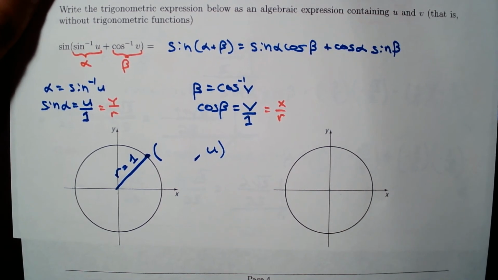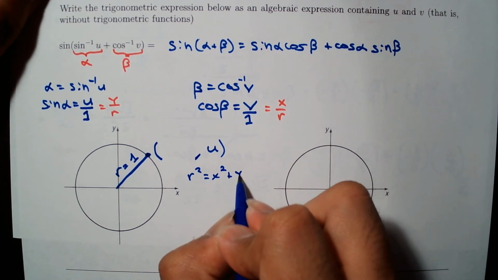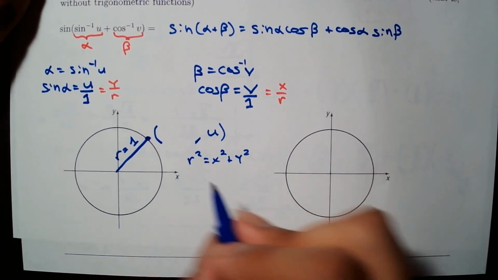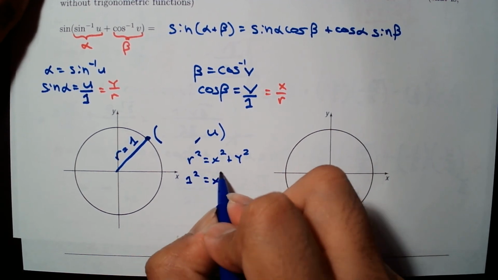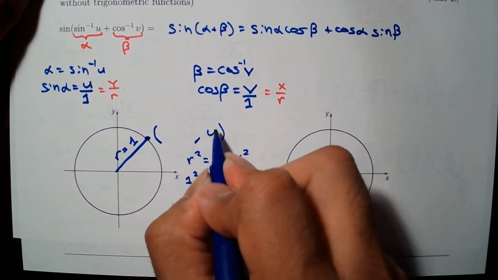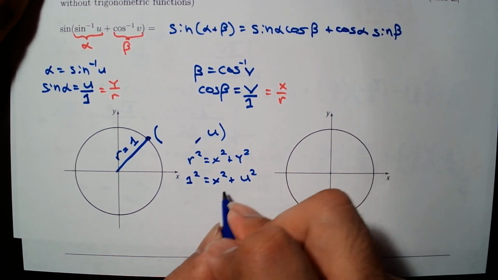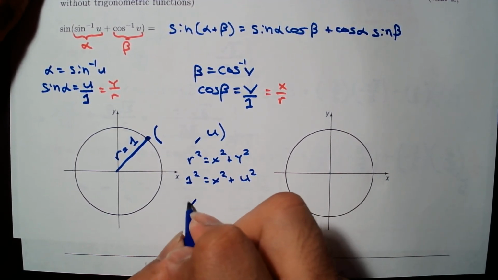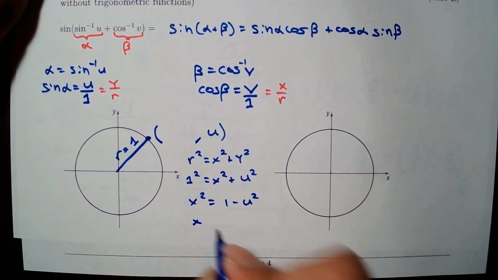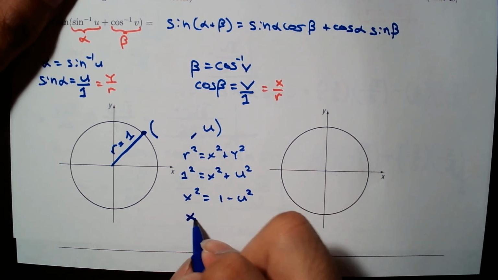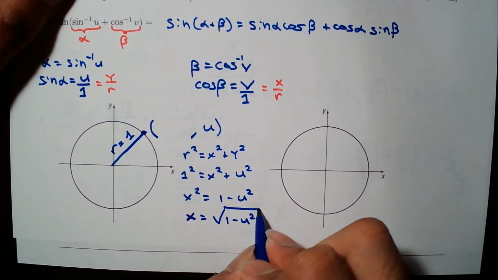Okay. So r squared equals x squared plus y squared. And r squared, which is 1 squared, equals x squared plus y squared, which is u squared. So 1 squared, which is 1. I'm going to solve for x squared. That's x squared equals 1 minus u squared. And x equals the square root of 1 minus u squared.